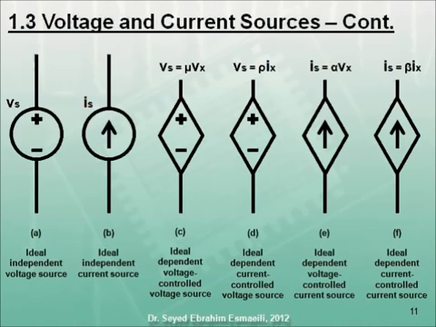In figure C, we have an ideal dependent voltage controlled voltage source, where the generated voltage Vs is controlled by the voltage Vx. In figure D, we have an ideal dependent current controlled voltage source, where the generated voltage Vs is controlled by the current Ix. In figure E, we have an ideal dependent voltage controlled current source, where the generated current Is is controlled by the voltage Vx. In figure F, we have an ideal dependent current controlled current source, where the generated current Is is controlled by the current Ix.